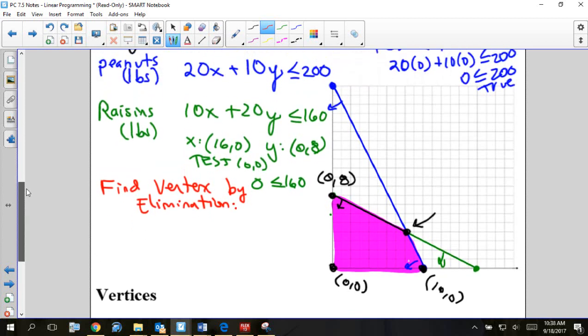And we're going to do it with the 20x plus 10y equals 200, because we just want to know where the lines cross, not where the whole shading crosses. So we're just doing equals. And then the green one, 10x plus 20y equals 160. I think I'll multiply the green one by -2 so that I can cancel out my x's. But I'm just using equal signs because I want to know where they equal each other.